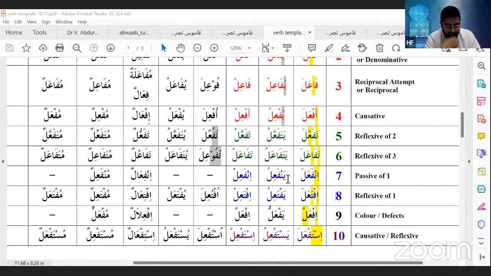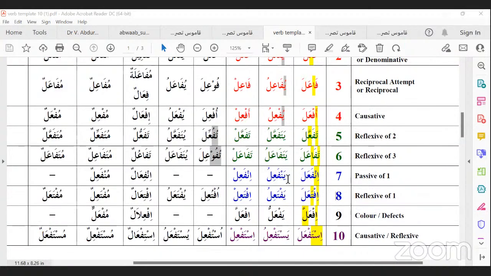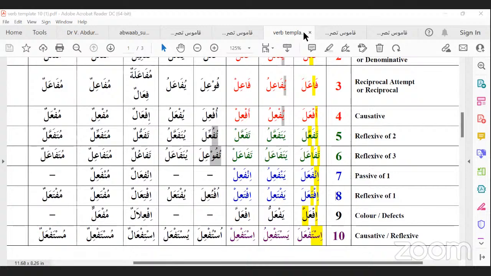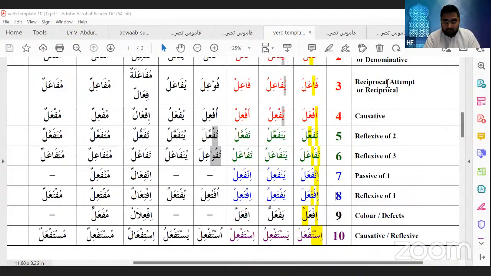Ana ankasirtu, nahnu ankasirna, ana ankasiru, nahnu nankasiru, ankasiru and nankasiru. Okay. Sister Salma, you are passive, yes?